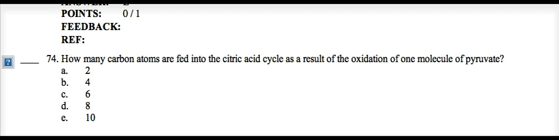Okay, number 74. How many carbon atoms are fed into the citric acid cycle as a result of the oxidation of one molecule of pyruvate? All right, so this could trip you up a little bit, because you know that after glycolysis, glucose is divided into 2 molecules of pyruvate, and that each molecule of pyruvate has 3 carbons in it. But what's the transition from pyruvate into the citric acid cycle? So how many carbons are going to move forward? Well, that's about that intermediary step.